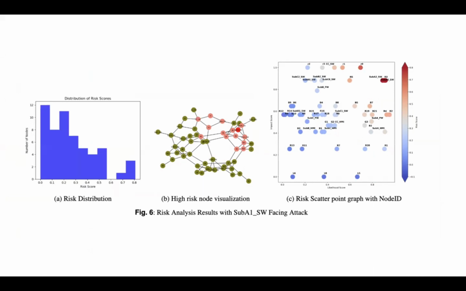Figure 6c represents a scatter plot that visualizes nodes based on their likelihood scores and impact scores. Nodes with higher likelihood score and impact score are positioned toward the upper right corner of the plot. By examining this scatter plot, we can identify nodes that pose a significant risk of being targeted and assess the effectiveness of our mitigation efforts in reducing their risk levels.